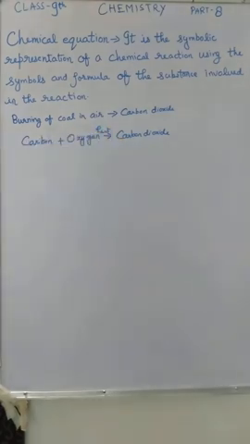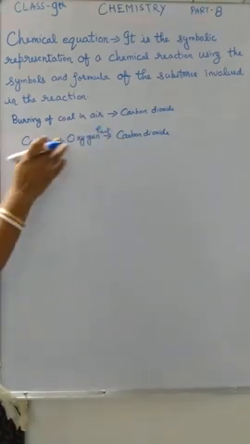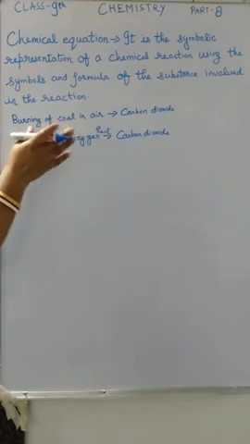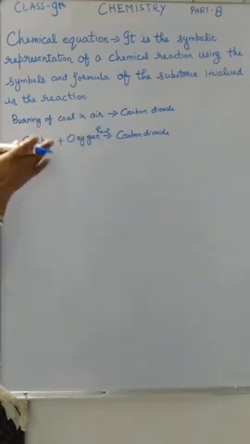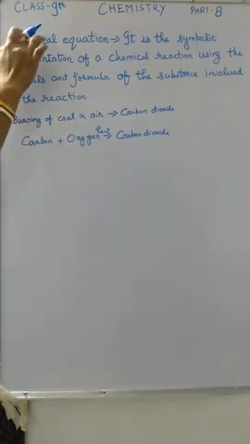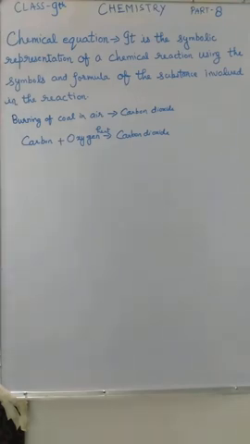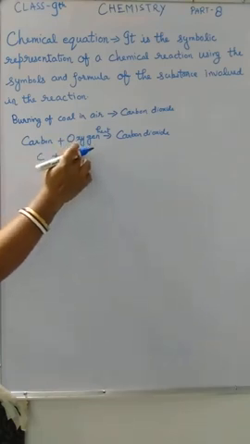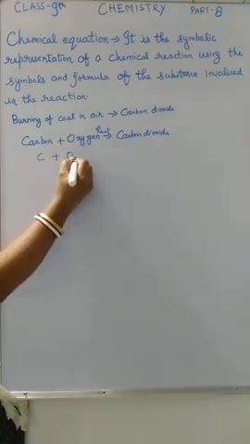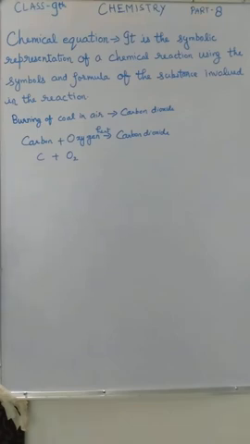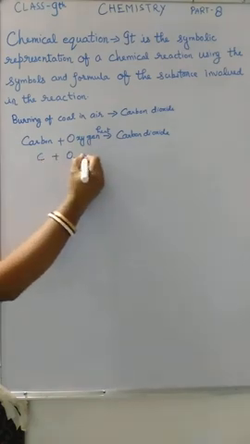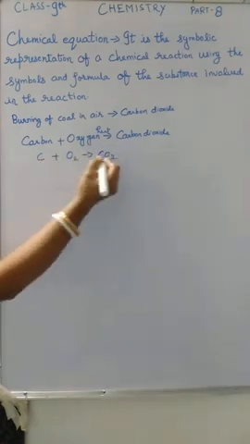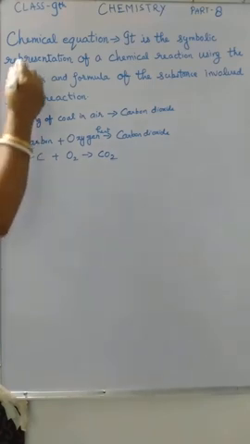Okay, by heating. Now if the same equation you write with the help of symbols and formula, that is called chemical equation. For example, the symbol of carbon is C, the symbol of oxygen is O2. Remember that you have to write the molecular formula, not the atoms. So carbon plus oxygen is equal to carbon dioxide. So this is called chemical equation.